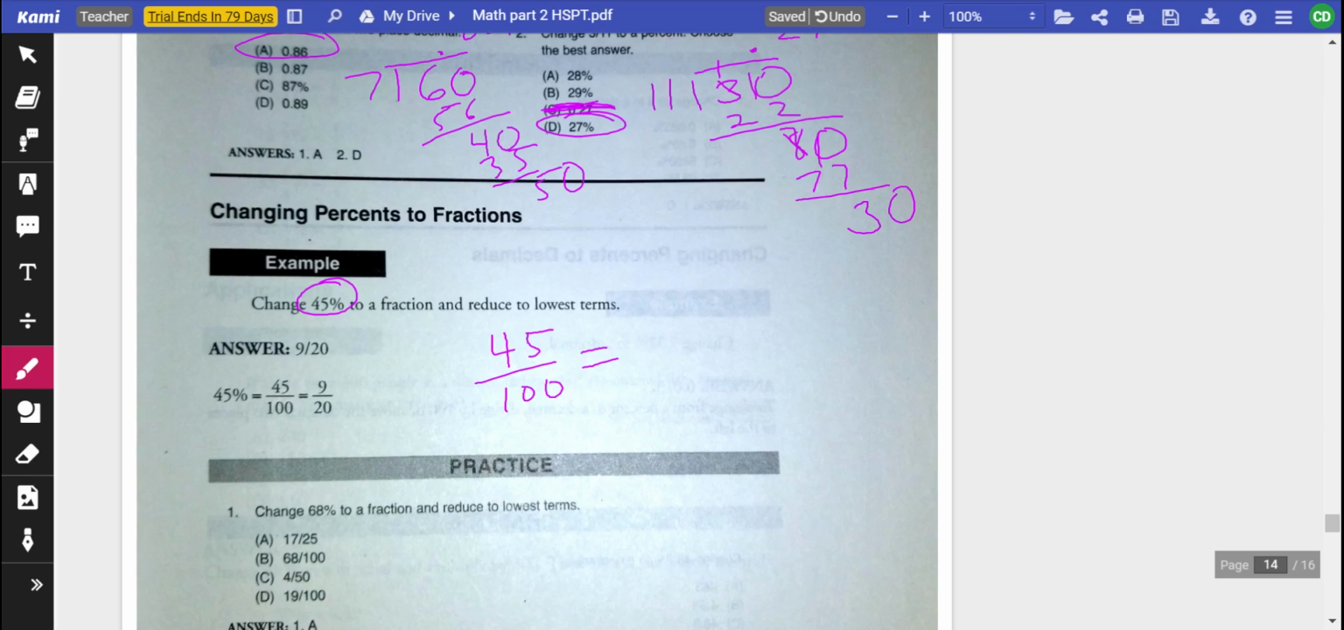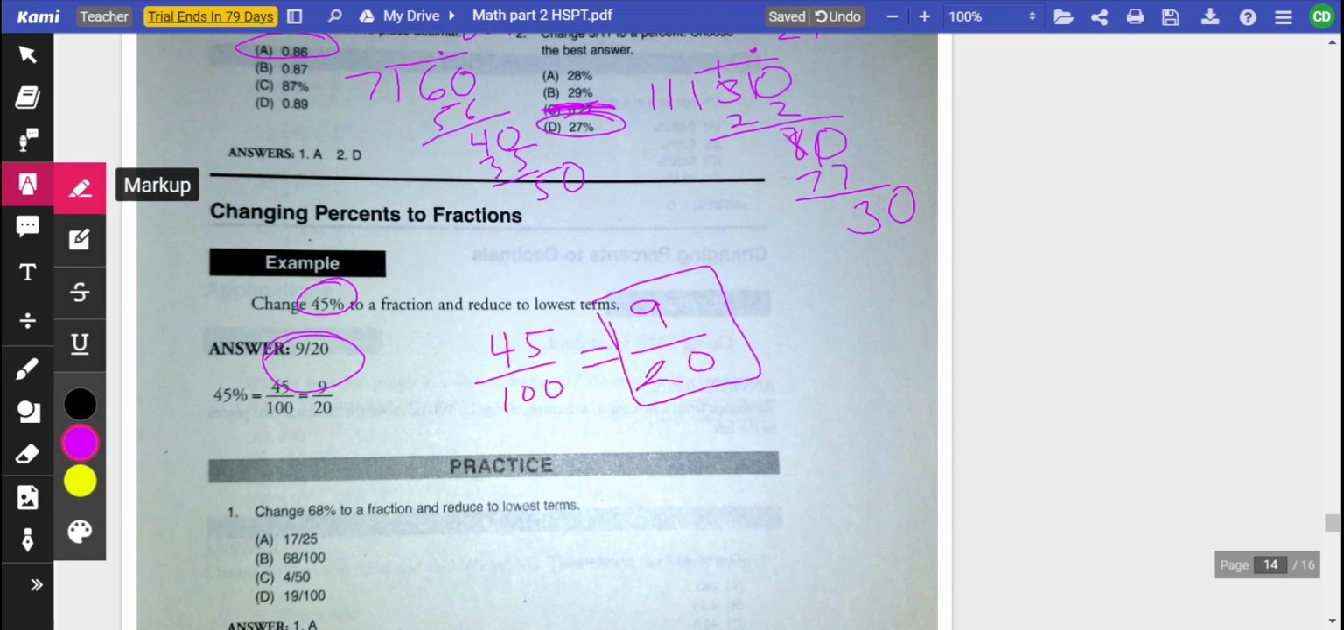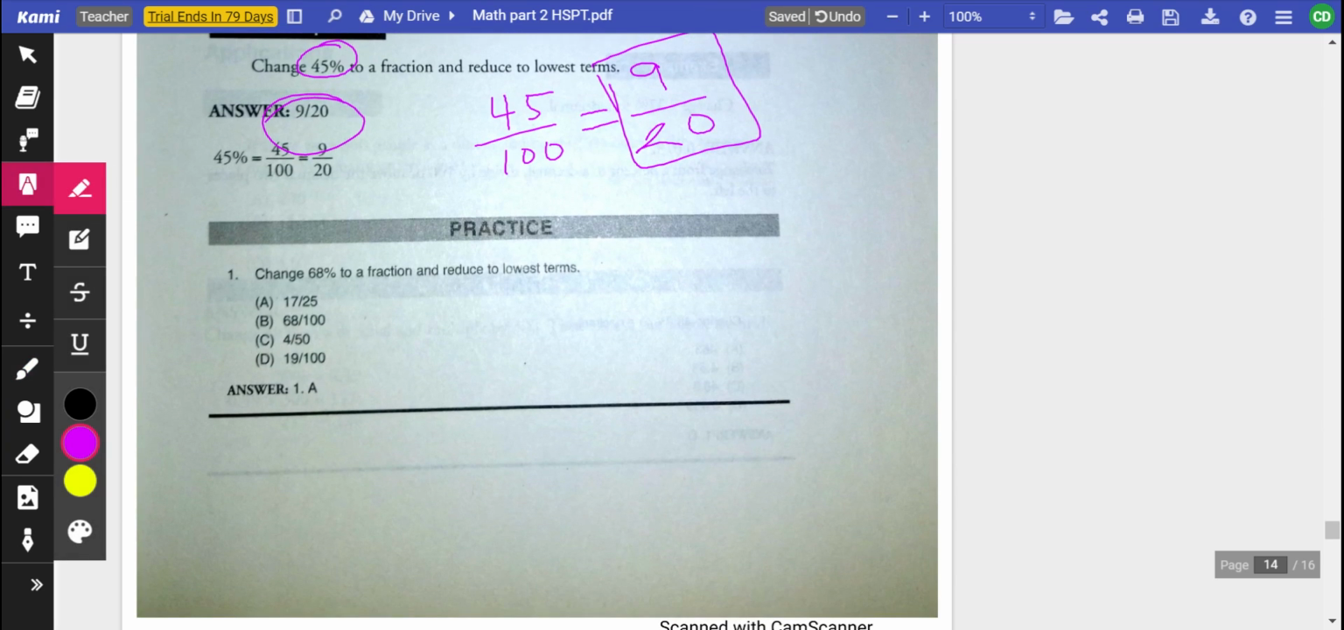45 ends in 5, 100 ends in 0. They can both divide by 5. 45 divided by 5 is 9. 100 divided by 5 is 20. That is your final answer, 9 over 20. And that is actually what they got too. So that's it. Nothing too involved there, just division, that's it.